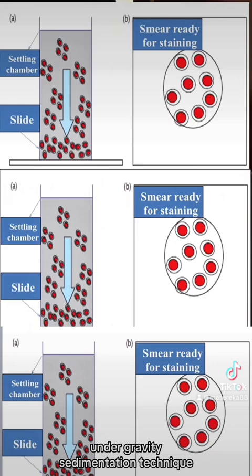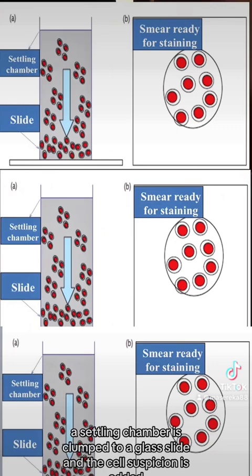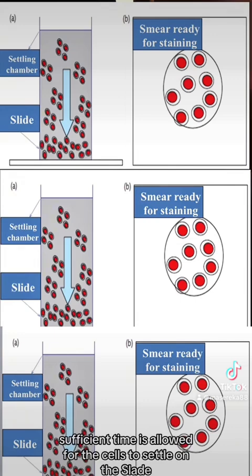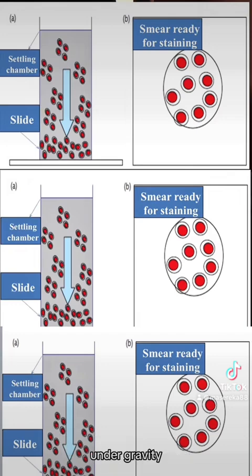Number 4, gravity sedimentation technique. Under the gravity sedimentation technique, a settling chamber is clamped to a glass slide and the cell suspension is added. Sufficient time is allowed for the cells to settle on the slide under gravity.